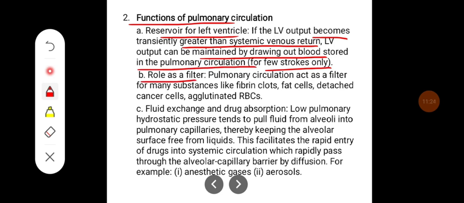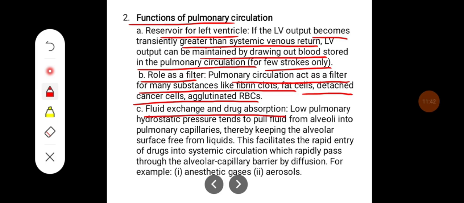It plays a role as a filter. Pulmonary circulation acts as a filter for many substances like fibrin clots, fat cells, detached cancer cells, and agglutinated RBCs. Fluid exchange: it is important for fluid exchange and drug absorption.